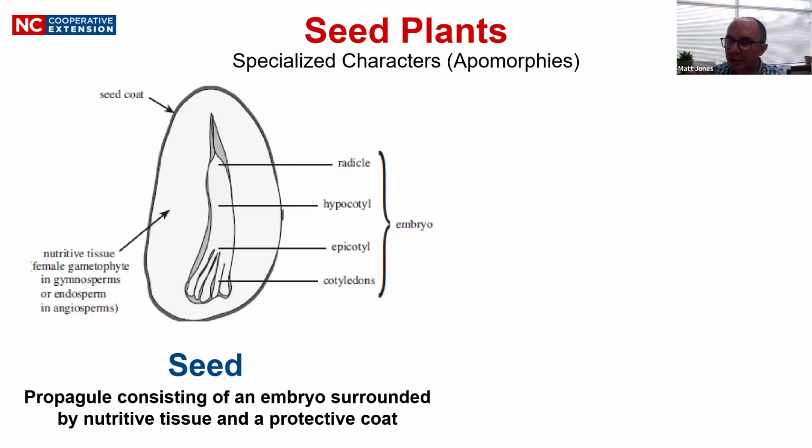Also, the plant is already started inside the seed. The embryo is already started to grow. So it's much further along than a spore. So it can get up and running much more quickly and take advantage of those environmental conditions than a spore would be germinating and growing into a larger plant.